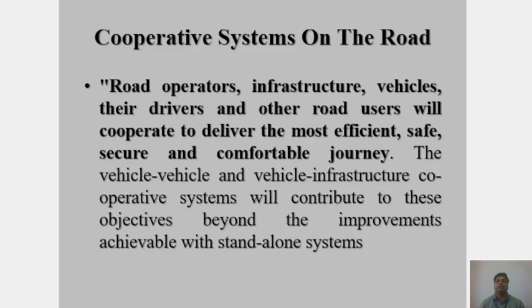Road operators, infrastructure, vehicles and their drivers, and other road users will cooperate to deliver the most efficient, safe, secure and comfortable journey. This is the goal of the cooperative system, where all the road users, with different modes of transport, can cooperate to deliver the most efficient, safe, secure and comfortable journey. The vehicle to infrastructure cooperation system will contribute to objectives beyond the improvements achievable with standalone systems. This type of cooperation is very essential for ensuring the objective of road safety.